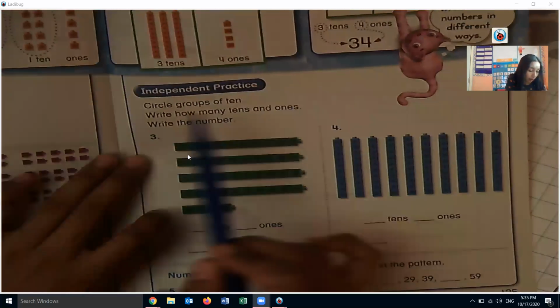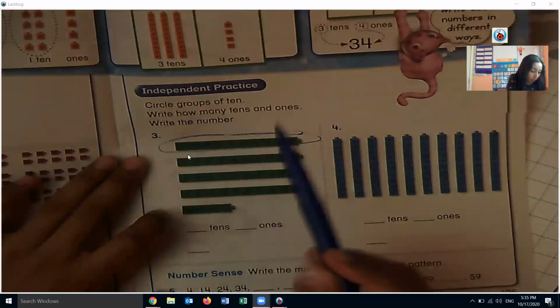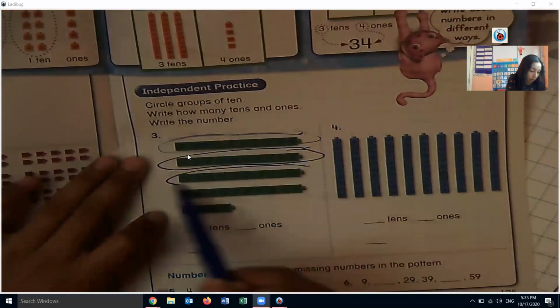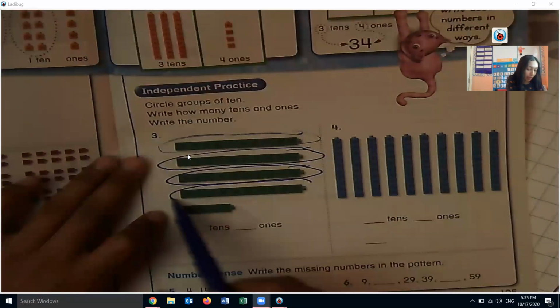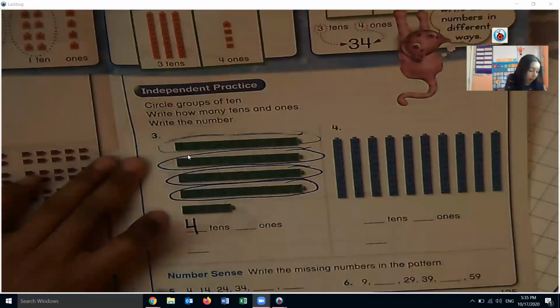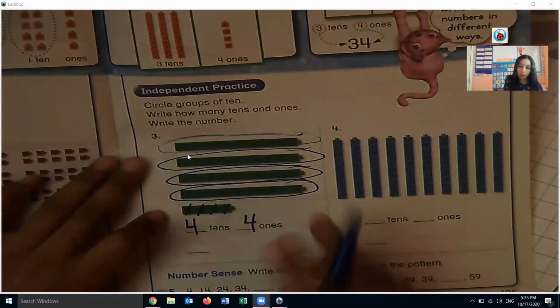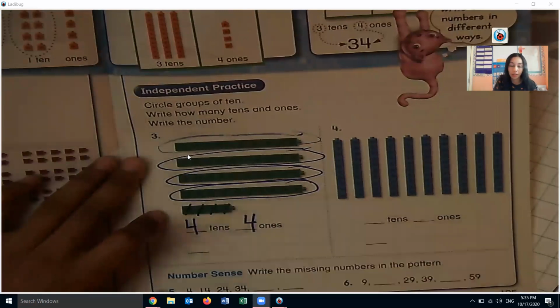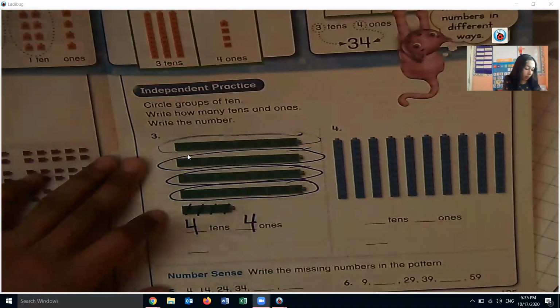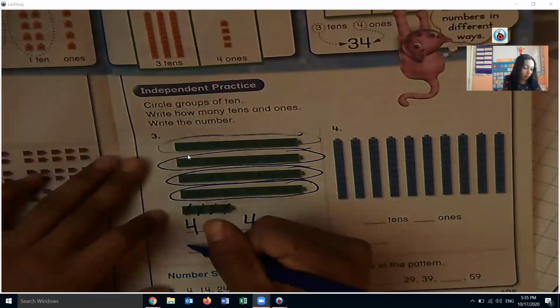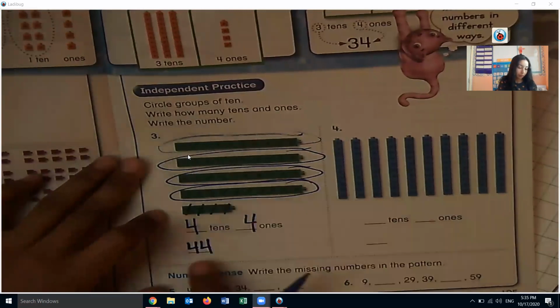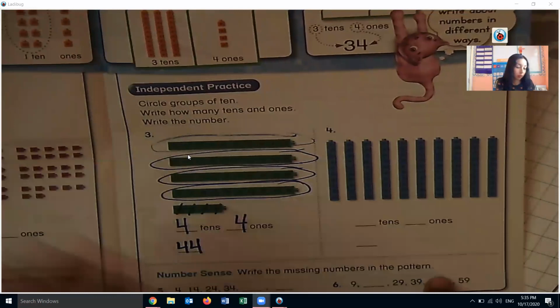So it says circle the groups of 10. So we have 1, 2, 3, 4. So I have 4 groups of 10. And then how many ones? I have 1, 2, 3, 4. 4 ones. If we smush them together, this is similar to what was in our daily packet before. If we smush them together, it makes the number 44.